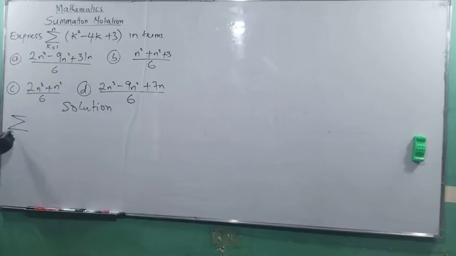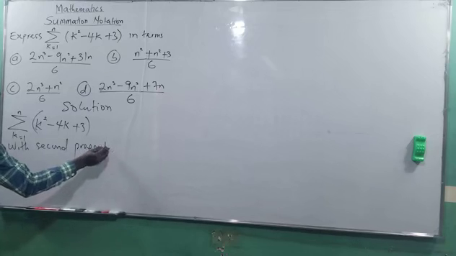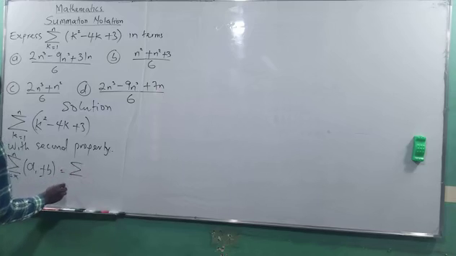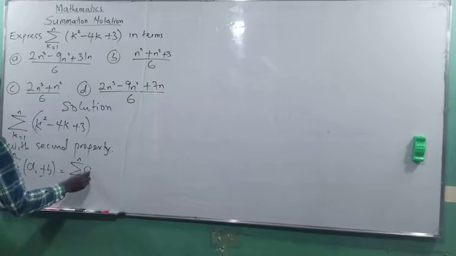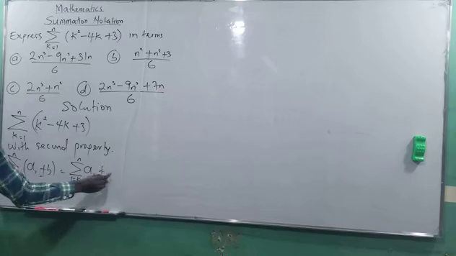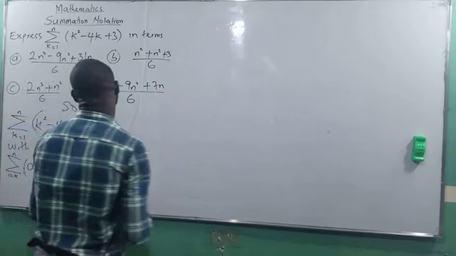When I have the summation of k from 1 to n of k squared minus 4k plus 3, we use the second property. What does the second property say? The summation from i equals 1 to n of a_i plus b_i equals the summation of a_i plus or minus the summation of b_i. That is what we are going to work on as far as this question is concerned.